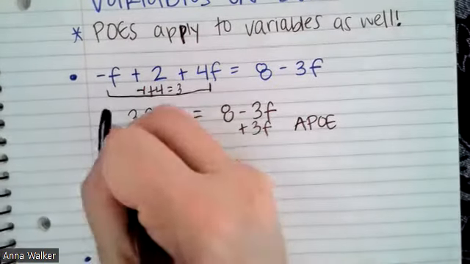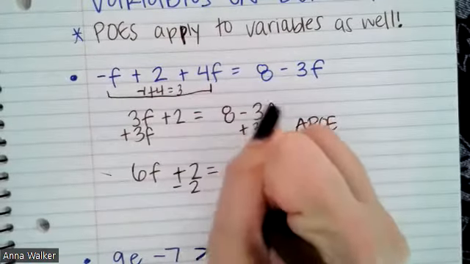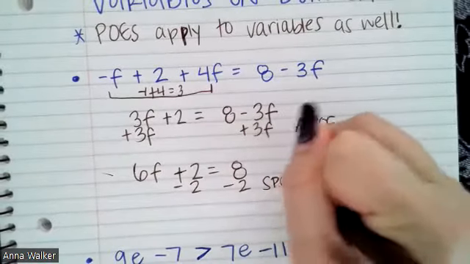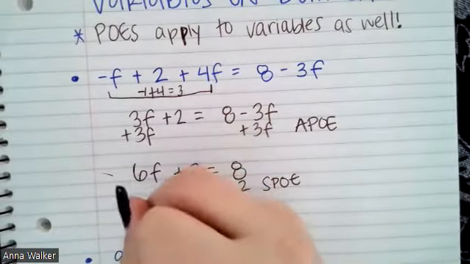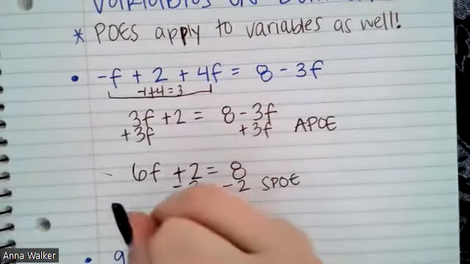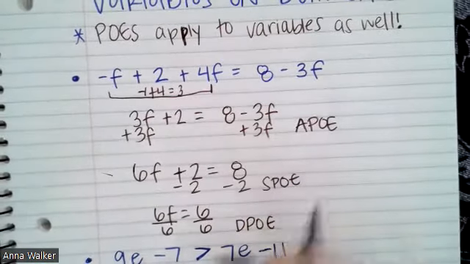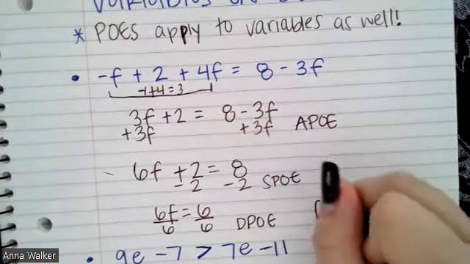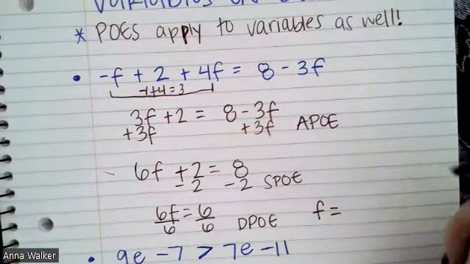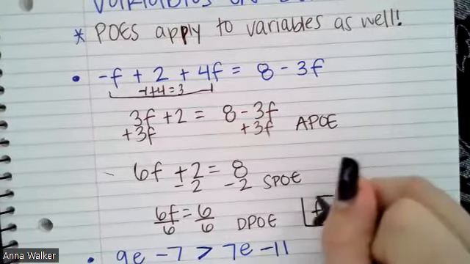So I'm just going to, again, use my properties of equality. So since we're adding here, we're going to use the subtraction property of equality to solve and get 6f is equivalent to 8 minus 2 is 6. Then I'm going to use the division property of equality. 6 divided by 6 is just going to be f. 6 divided by 6 is just going to be 1. So f is equivalent to 1.